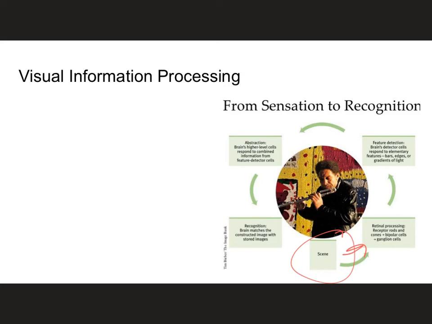What happens then is what we call feature detection, and this is important, so you may want to write this down. It's the brain's detector cells, so it responds to elementary features, bars, edges, or gradients of light. So what exactly does that mean? Well, it lets us really understand and see the specific details of the lines and edges. So in this picture, the idea of understanding like the shape of the flute or the differences in the face with the nose and underneath the eyes.